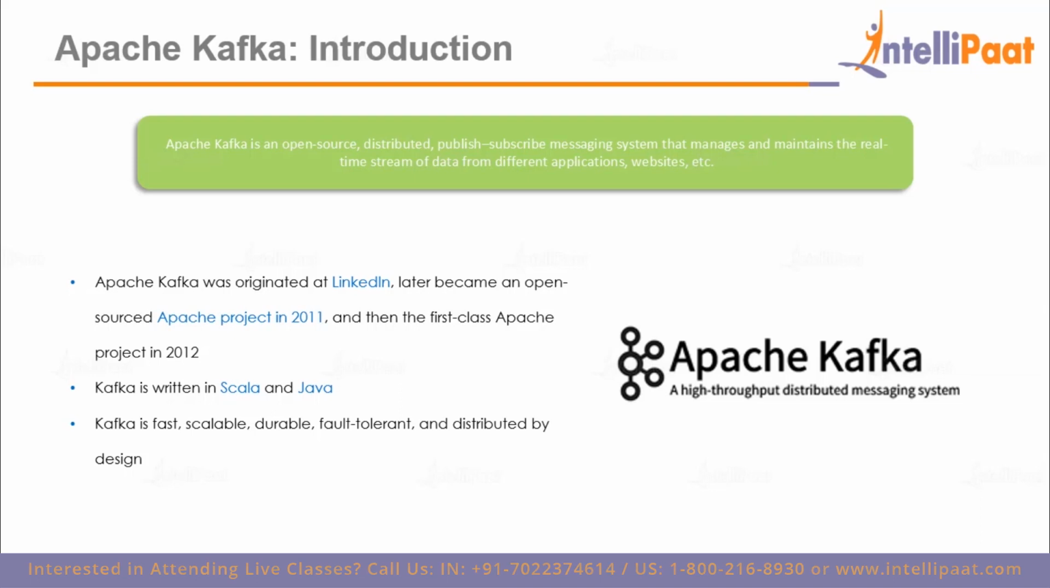Apache Kafka originated at LinkedIn. They had a problem to solve where they were dealing with huge amounts of real-time data. So that is why LinkedIn thought of using a publish-subscribe messaging system, and they came up with Kafka. Once they understood how important and valuable Kafka is, it later became an open source Apache project in 2011, and then it became a first class Apache project in 2012. Now this is a simple fact: Apache Kafka is written in Scala and Java, and it is extremely fast, scalable, durable, fault tolerant, and distributed by design. So these are some basic features of Apache Kafka.